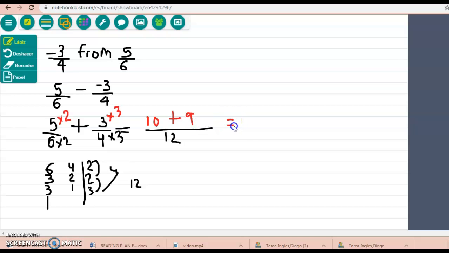Here, both numbers are positive, so it means that we're going to make an addition. If we add those numbers, the answer is going to be 19 over 12, and that's all.